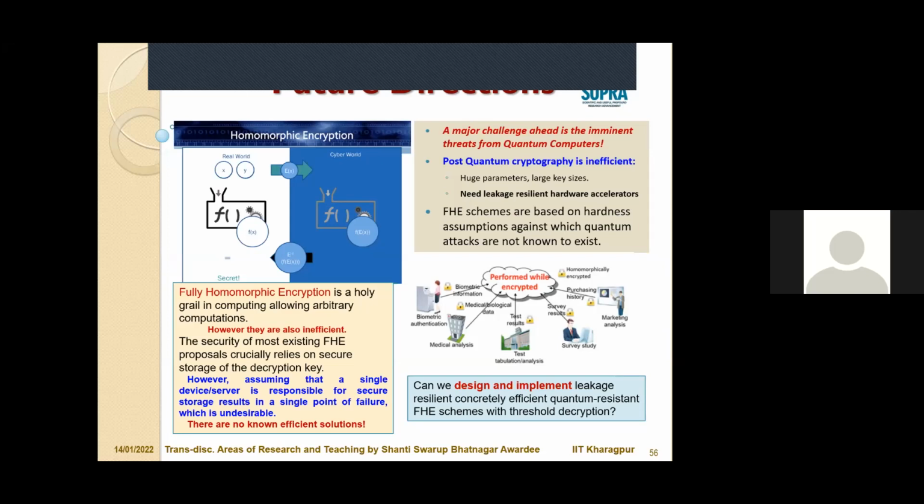Another looming threat is from quantum computers, and therefore the encryptions based on lattices are actually post-quantum resistant. So therefore it probably motivates us to look into such systems.